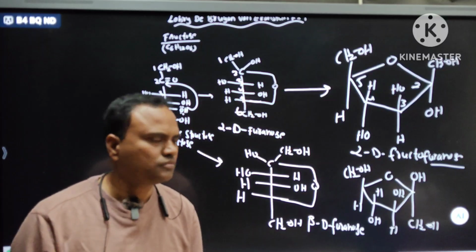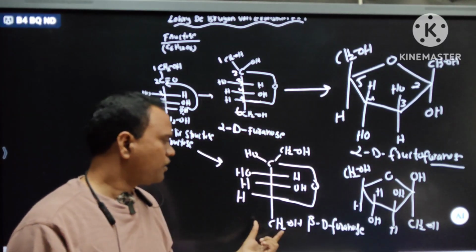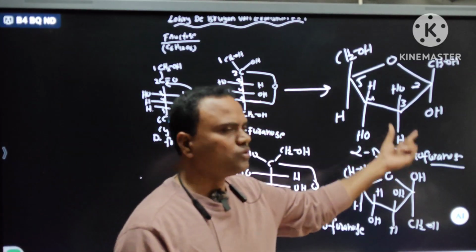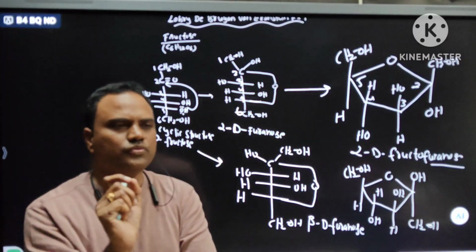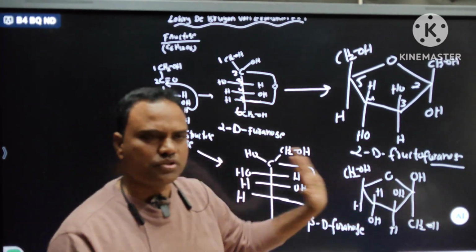Okay. Alpha D fructose or furanose form. Beta D fructose or furanose form. Alpha D fructofuranose. Beta D fructofuranose. If you feel any difficulty in learning all this, remember the structures directly.